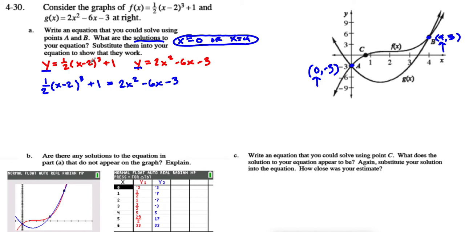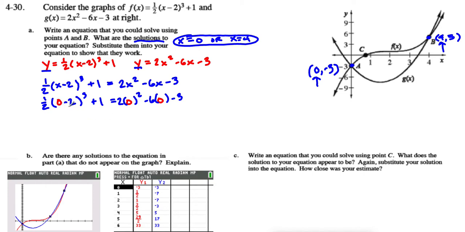Now let's take it here. They ask us to substitute our solutions in to make sure it works. So let's do that. I'm going to take 0 first and plug it in. I'm just substituting it into my equation. Let me throw those in there in a different color so they stand out. And so we've got 1/2 times 0 minus 2 to the third power plus 1 equals 2 times 0 squared minus 6 times 0 minus 3. And if we simplify each side here, we should get that this is a true statement.